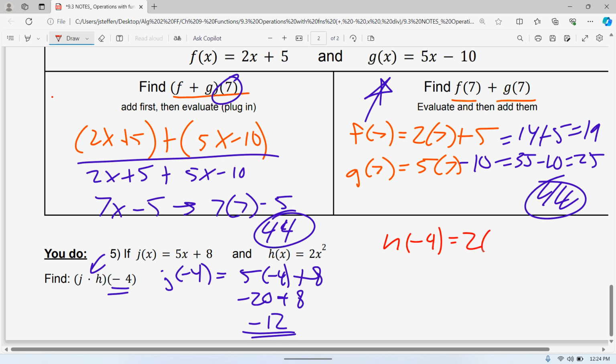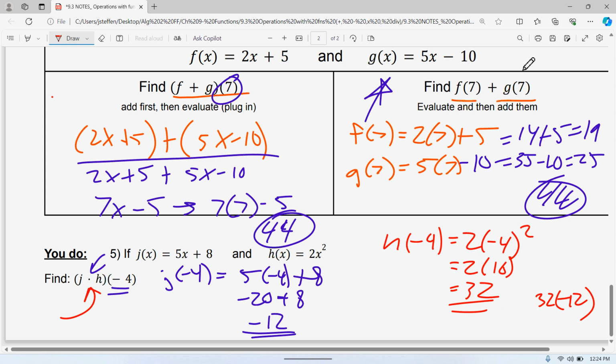So that is 2 times -4 squared, which is 32. The -12 and the 32, we're multiplying, so we just multiply those answers. So 32 multiplied by -12. 32 times -12 is -384.